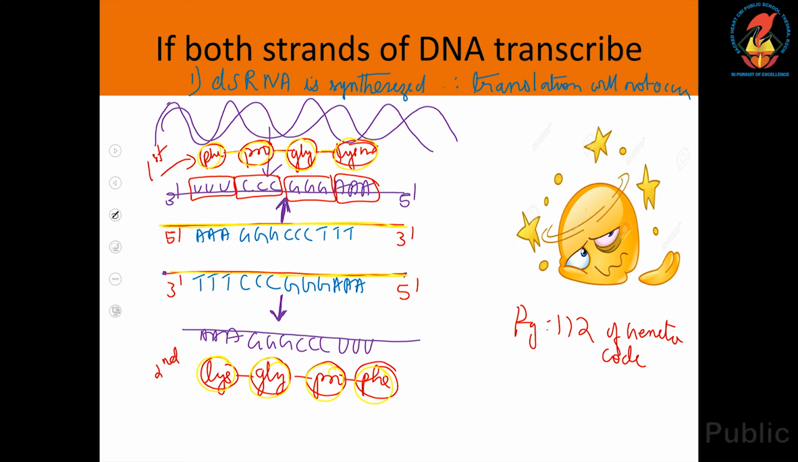Look at the sequence of the amino acids. In the first protein phenylalanine is first, but in the second protein where is phenylalanine? Fourth position. Then proline is in the second position in the first protein, where is proline here? In the third position. Then glycine in the first protein is in the third position, but here glycine is in the second position. Lysine in the first protein is in the fourth position, but look at lysine in the second protein, it's in the first position.